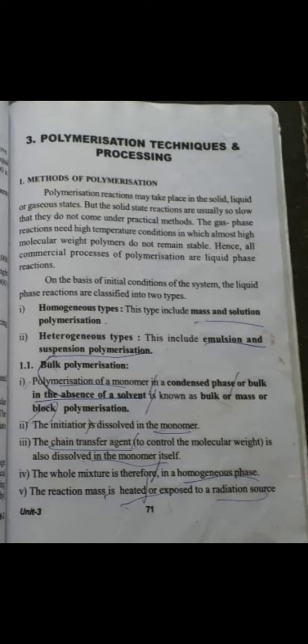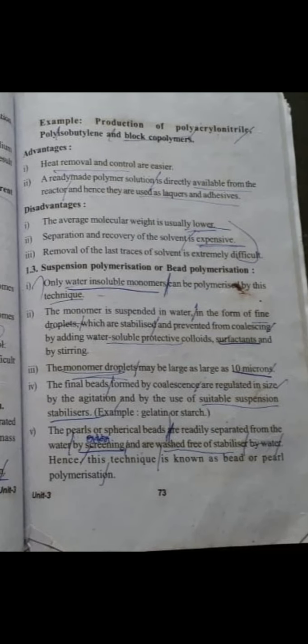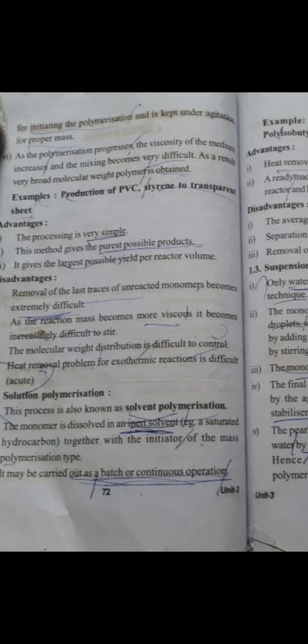The whole mixture is therefore in a homogeneous phase. The reaction mass is heated and exposed to a radiation source for initiating the polymerization, and it is kept in continuous agitation so that a proper mass of the polymer is obtained.